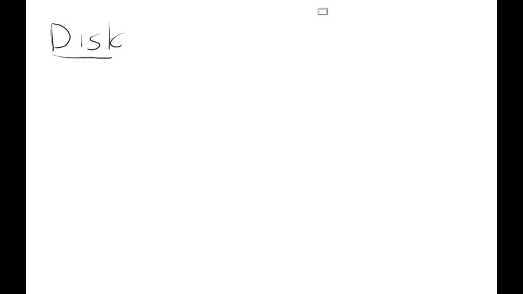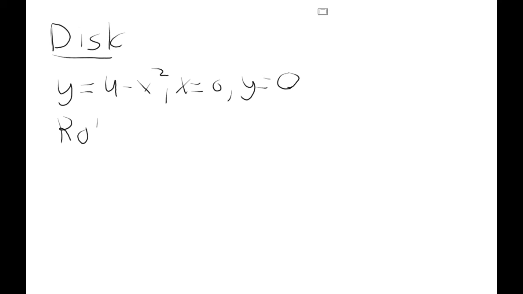Alright, so let's do the exact same problem again, but this time I'm going to rotate it around the y-axis instead of the x-axis. So we're going to do the same problem: 4 minus x squared. And I'm going to show you what that looks like right now.